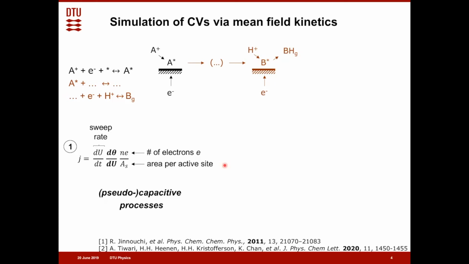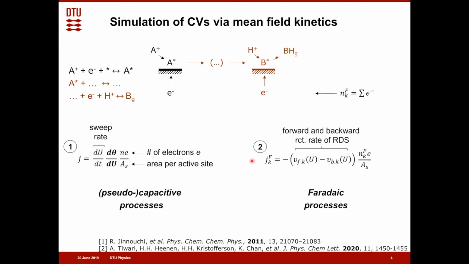In that sense, we still describe our CV signal by including the pseudocapacitive processes on the basis of the description of the change in coverage with potential, but we further include the Faradaic currents, which are described by the forward and backward rates of our Faradaic processes, usually simplified via what's happening around the rate determining step. In that, we also include the number of electrons consumed in our Faradaic processes in a continuous fashion.